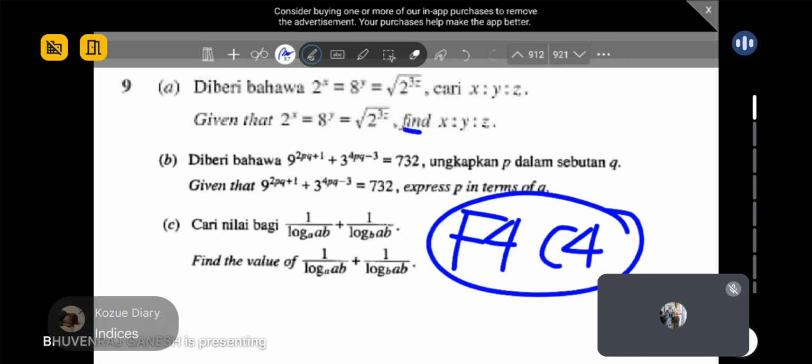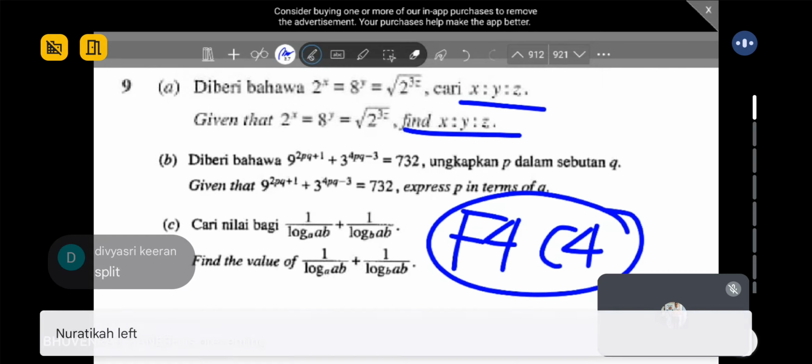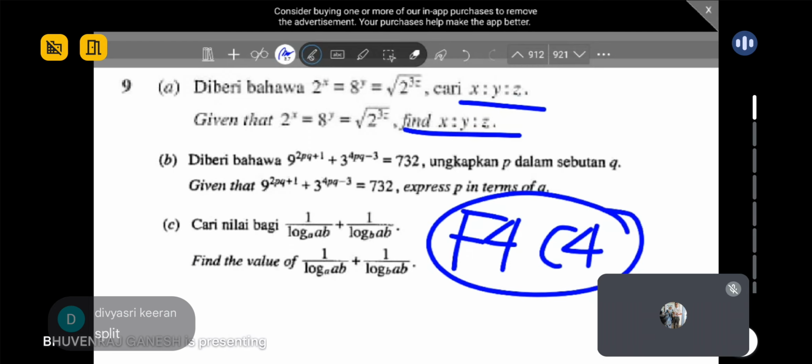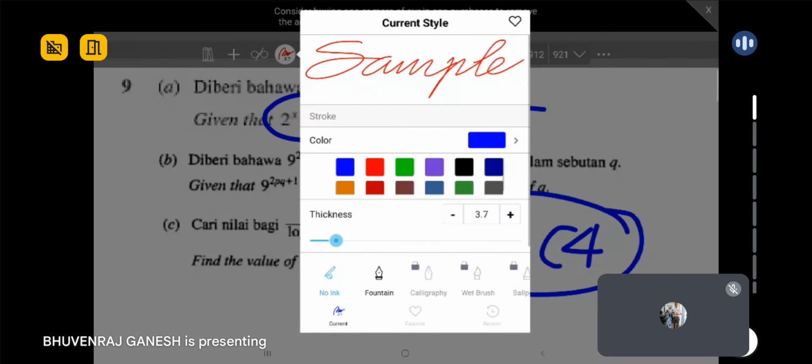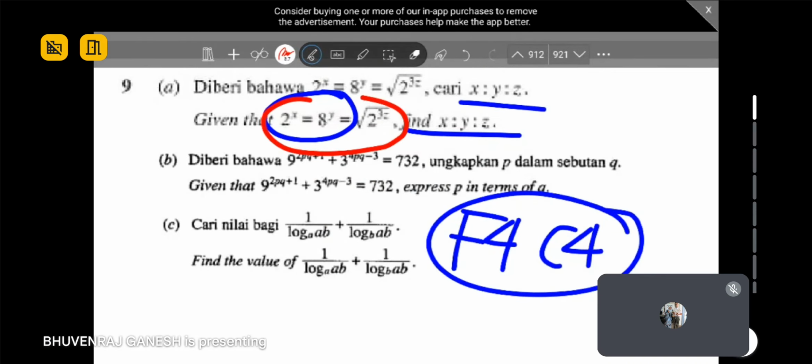Okay, so for first question, they ask you to find the ratio. Okay, cari nisbah. Okay, so how to do this? Okay, so very simple. You just need to compare. Correct. You split. Okay, so first one, you do this. Second one, you do this. Actually, I don't know how to show. Okay, something like this. Okay, you compare X and Y for blue. And then the red one is you compare X and Z. Okay, so kamu boleh cari nisbah lah. X to Y to Z.